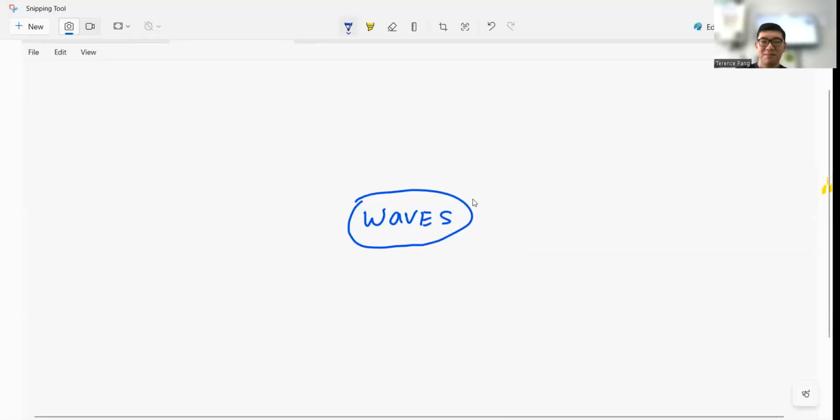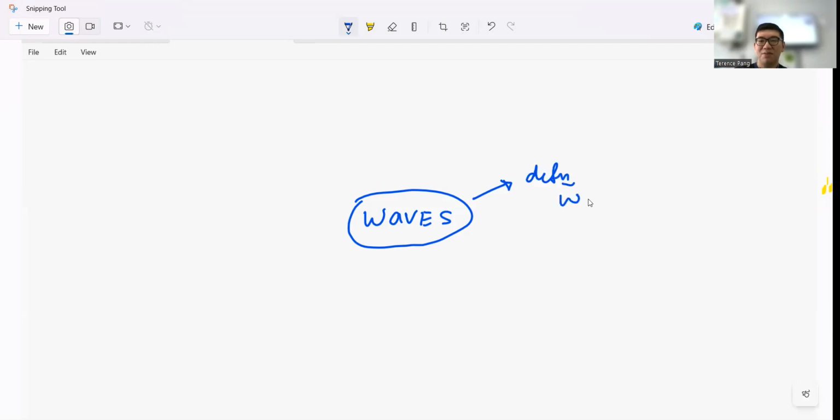Waves. Who can define for me what's a wave? Some might call it wave motion. Transfer energy. Transfer of energy.